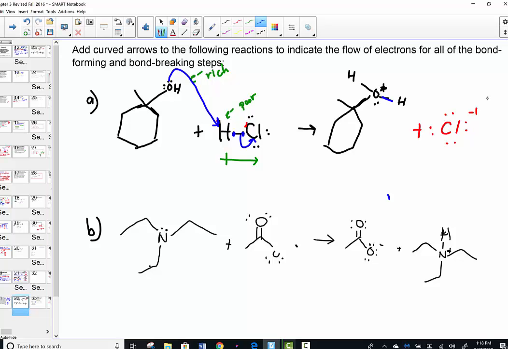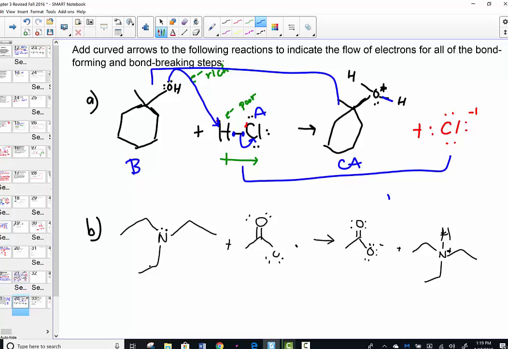Now remember the topic of our chapter, acids and bases. This is a Bronsted-Lowry acid-base reaction because I can see conjugate pairs. We had a base form a conjugate acid, and we have an acid form its conjugate base. We had a proton transferred.